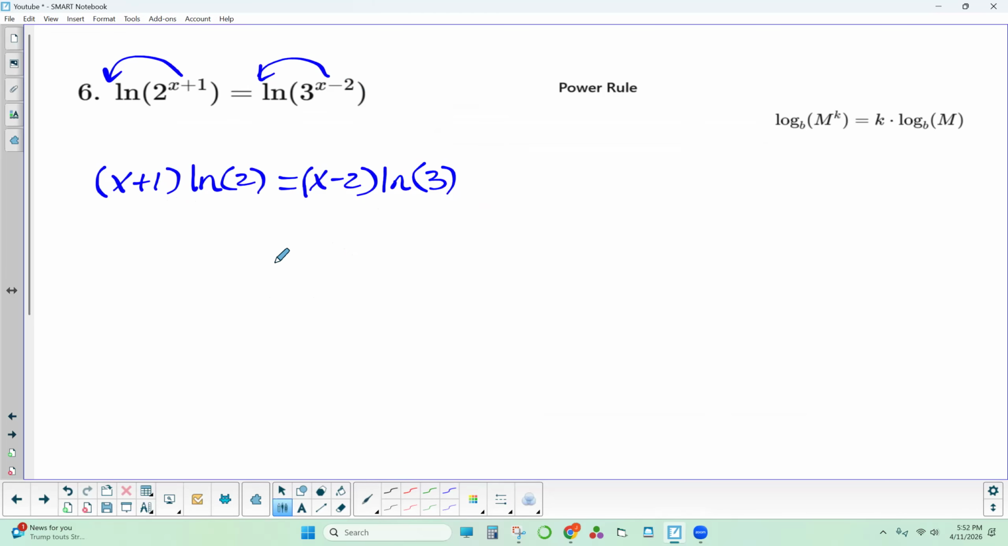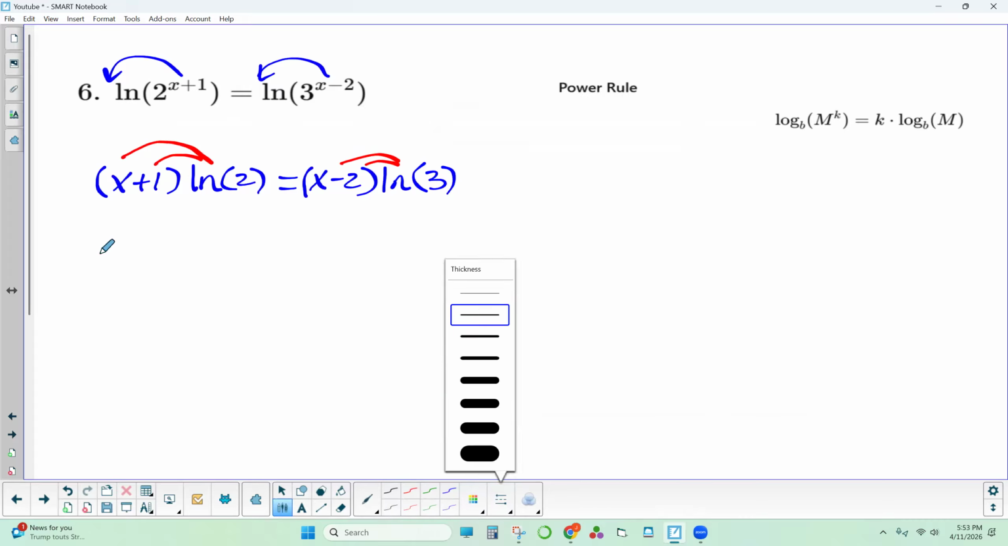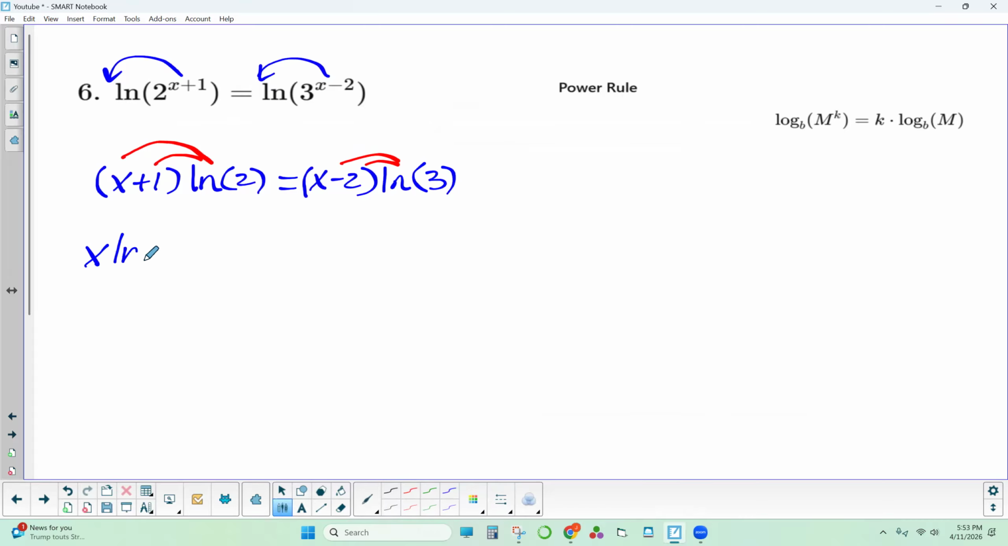So the way we do that is we first distribute these, okay? So that is the natural log of 2 times x, just like this. Okay? So I'm going to write this out. This is going to be x times the natural log of 2 plus the natural log of 2 equals x times the natural log of 3 minus 2 times the natural log of 3.